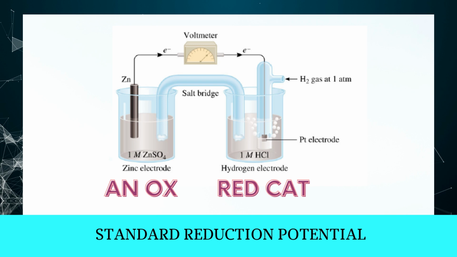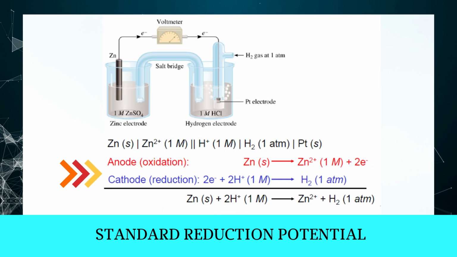So based on the tip that I gave, try to write the half equation at anode and cathode. Yes, correct. Now you know how to identify the element oxidized and the element reduced based on the half equation at anode and cathode.